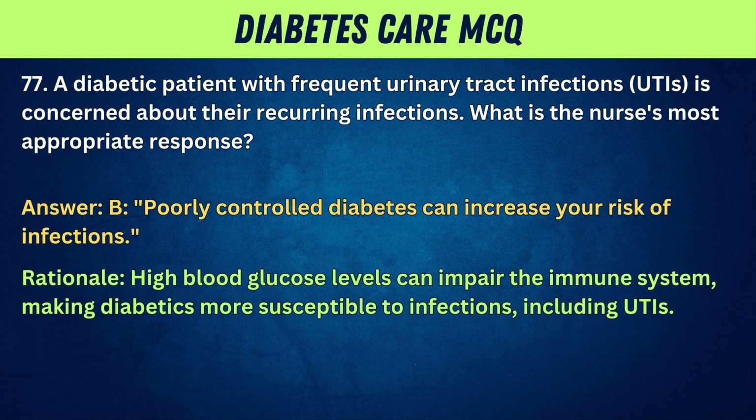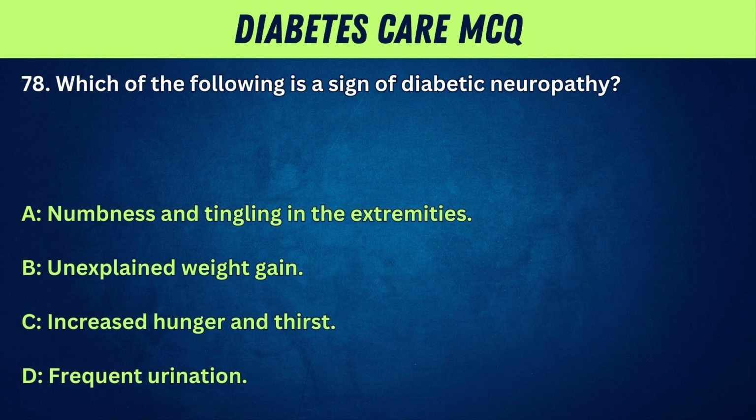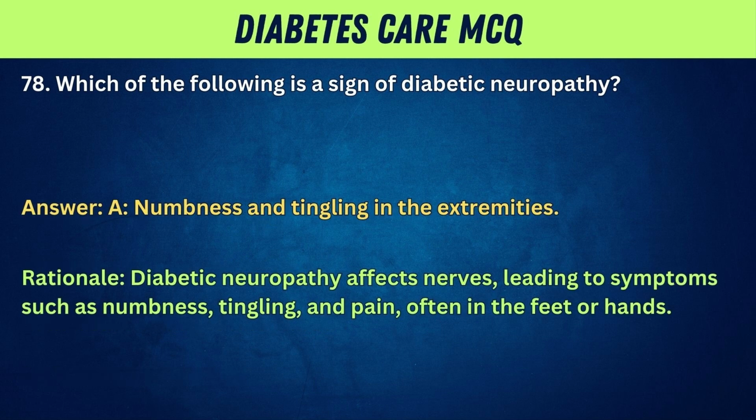Answer: B. Poorly controlled diabetes can increase your risk of infections. Rationale: high blood glucose levels can impair the immune system, making diabetics more susceptible to infections, including UTIs. 78. Which of the following is a sign of diabetic neuropathy? A. Numbness and tingling in the extremities. B. Unexplained weight gain. C. Increased hunger and thirst. D. Frequent urination. Answer: A. Numbness and tingling in the extremities.